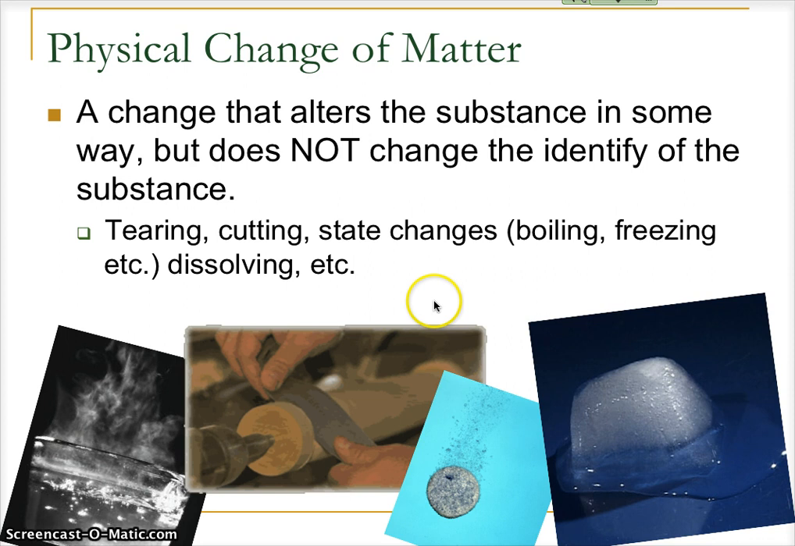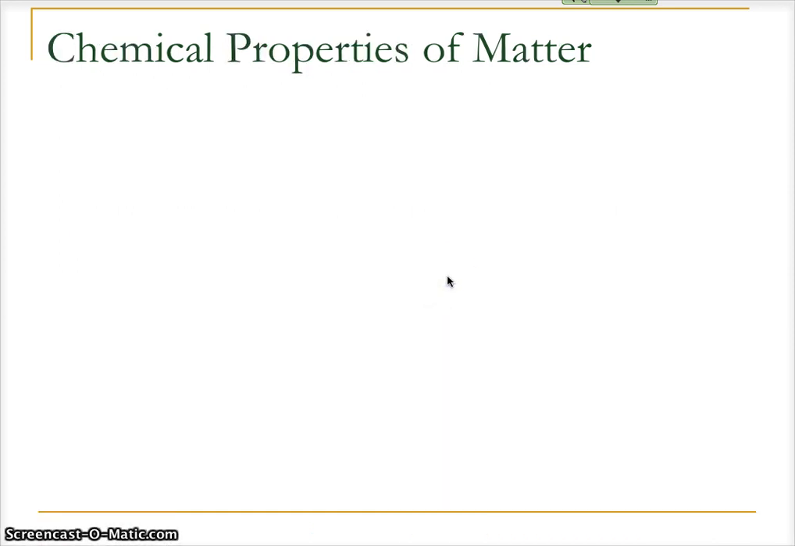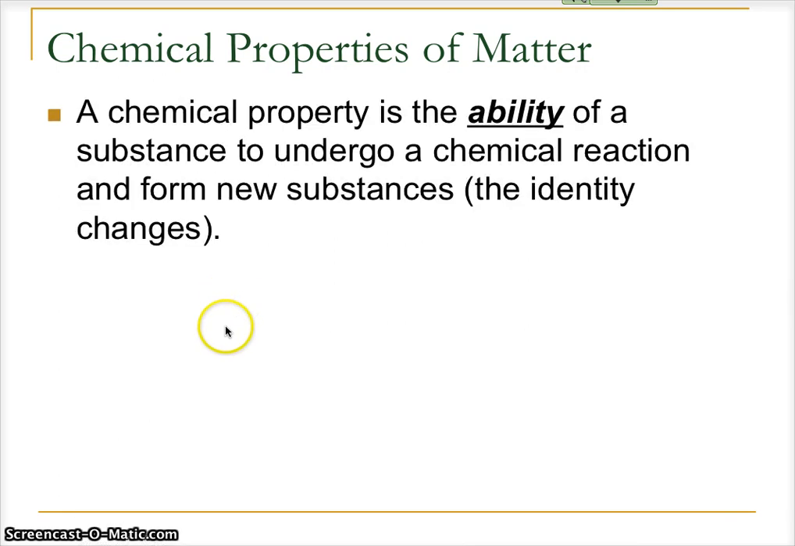So these are all examples of physical changes. What about chemical properties? So we had physical properties and physical changes. We also have chemical properties and chemical changes. Well, chemical properties are the ability of a substance to undergo a chemical reaction and form a new substance. A new substance is formed, the identity changes, the very nature of the substance has changed. It has become a new thing. That is a chemical property. Chemical property is the ability to do this.